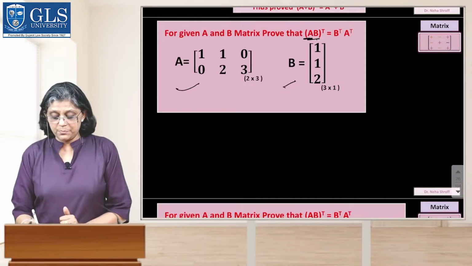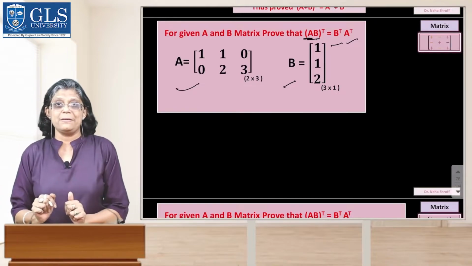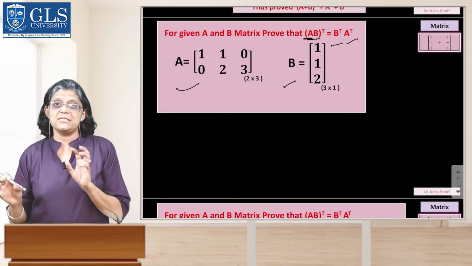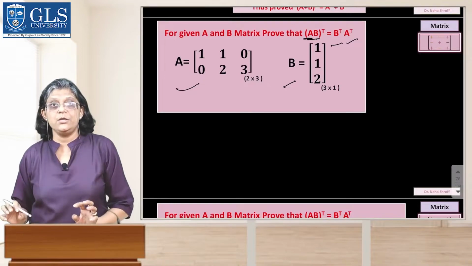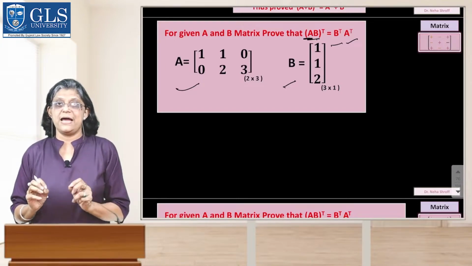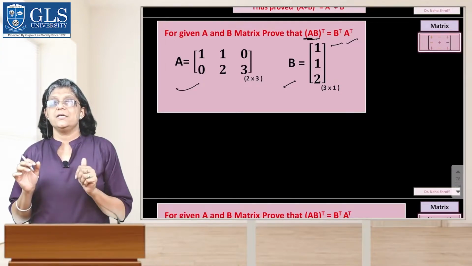And second is, find B transpose, find A transpose, and multiply these two afterwards. And all these things, left and right hand side, we have to find out individually and then we will say that hence proved if the answer is correct.